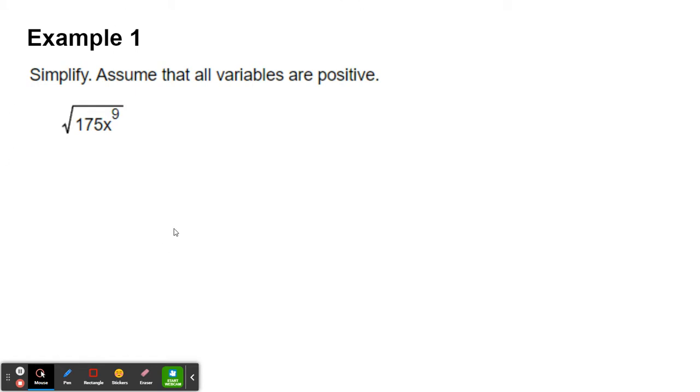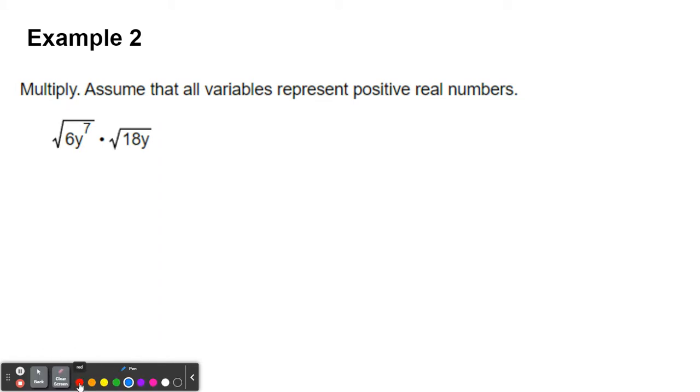All right, next. Very similar question here. It says multiply now. And we're going to assume that all variables are positive. So now we have a rule that we can use doing radicals or square roots. If you have a square root of a times a square root of b, you can put them inside one square root of a times b.